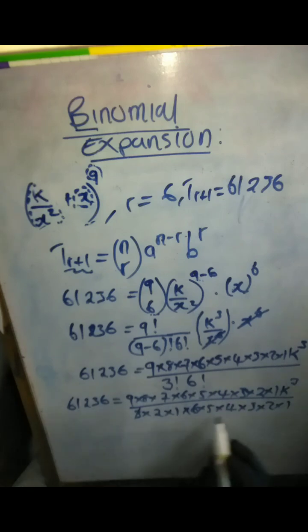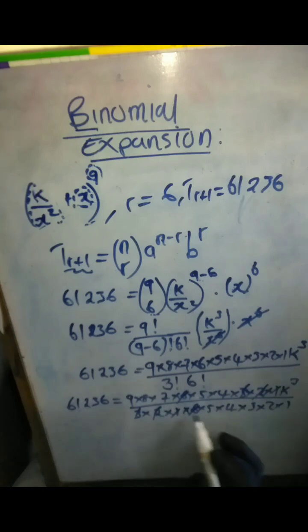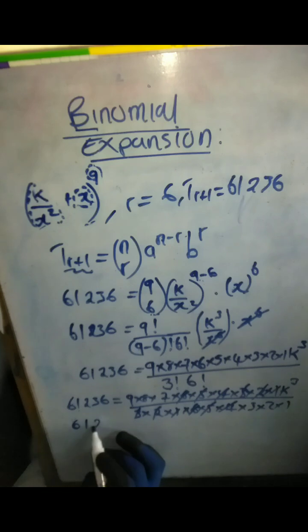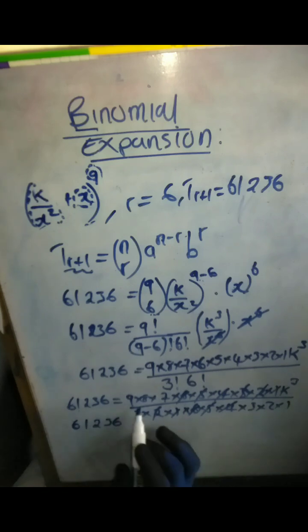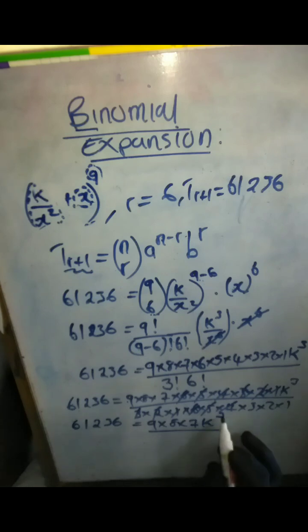So we can have 3 cancels with 3, 2 cancels with 2, then 1 cancels with 1. Then we have 6 cancels with 6, 5 and 5, 4 and 4. Then we remain with 2 and 3. So we're going to just remain with 61 236 equals, then we remain with 9 times 8 times 7, k to the power 3, divided by 3 times 2, which is 6.